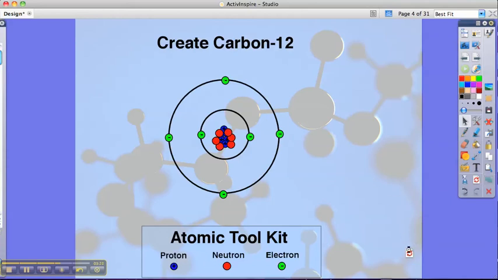You can also reset the page to have students apply the learning by making, say, hydrogen, which just has 1 proton and, I can't remember if it has a neutron or not. We'll just leave that to the side. I'm not a chemistry teacher. And 1 electron.